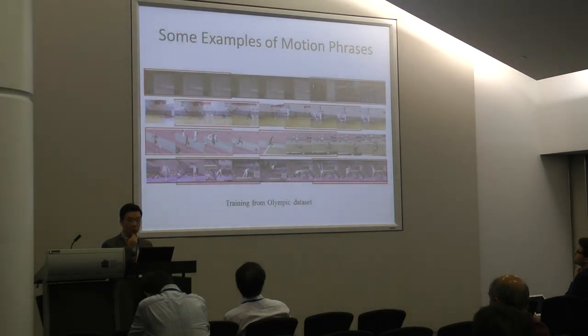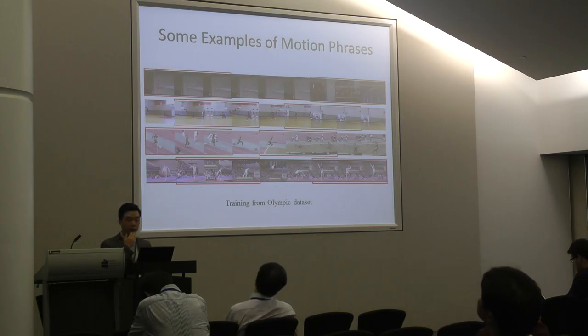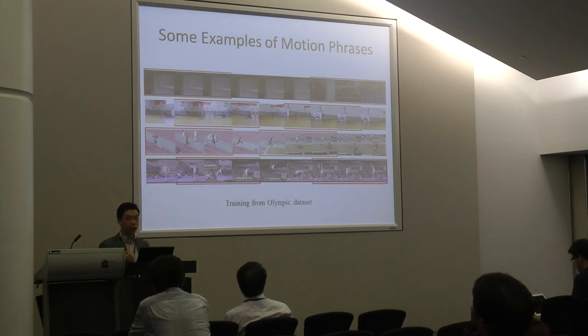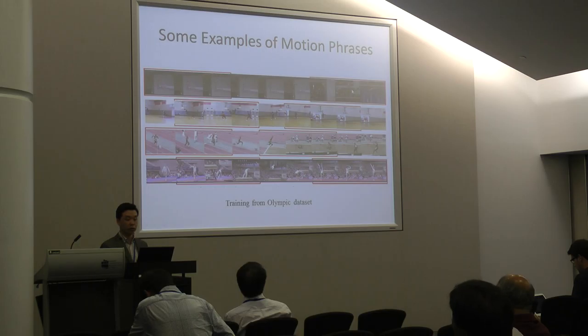Here are some examples we find from the Olympic dataset. And I think it's very similar to human perception of these kinds of sports. For example, for diving, standing will lead to one motion term, and jumping will lead to another motion term. This is for the long jump. Preparing to jump will lead to one term, and the jump in the air will lead to another motion term.